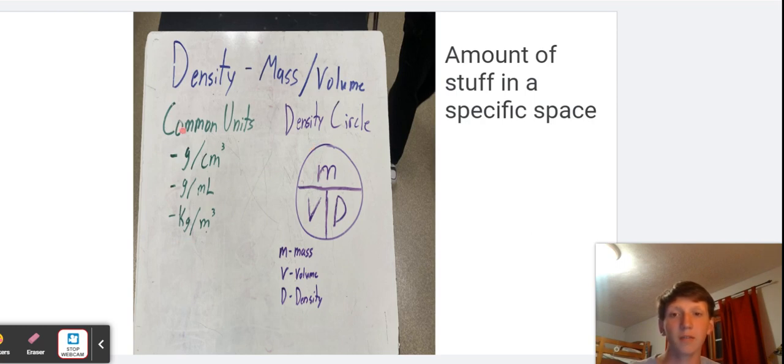But density can have any mass in the numerator and any volume in the denominator. A common way to solve density problems is with the density circle. When you're setting up your density circle, you have mass on top, and in your denominator you have volume and density. And we'll show you how to use that in the next example.